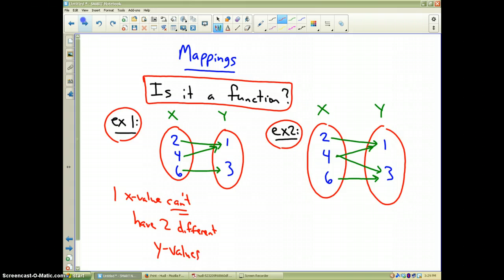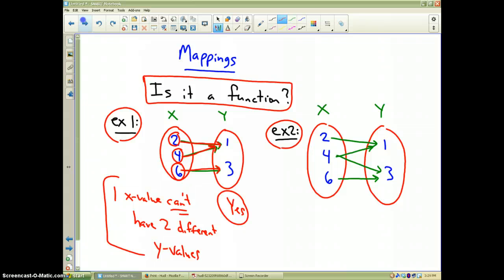And that's what I'm looking for. I'm looking for, do we have any of these situations? Well, if you look at example 1, the number 2 in the x column only goes to one value of y. The number 4 only goes to one value of y. Even though it's the same number, that's okay. And the number 6 only goes to one value of y. Therefore, yes, this is a function.